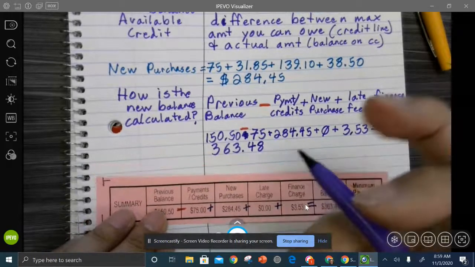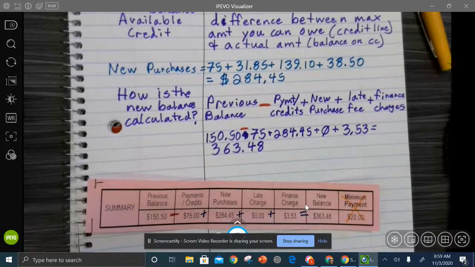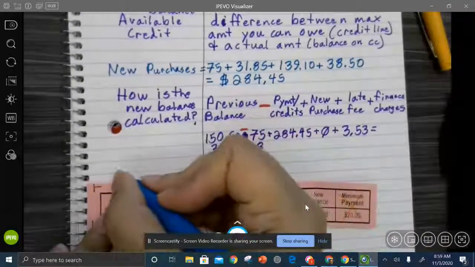Okay. To calculate the new balance, we don't need the minimum payment. Minimum payment is what you must pay to avoid the late fee charges. So let me put it here. So minimum payment.